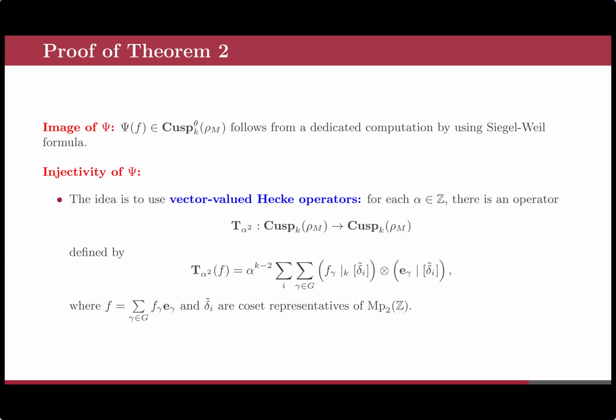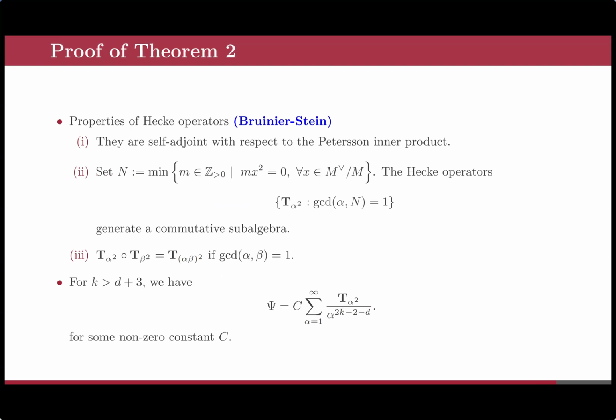And the important thing is its properties. This is due to the work of Bruinier and Stein, okay? Such Hecke operators are actually self-adjoint with respect to the Petersson inner product. And the subalgebra generated by the Hecke operators which are prime to the level of the lattice is commutative. So here N is the level of our lattice M. You can look at all the Hecke operators that are coprime to this level. This is a commutative algebra. And another property is when alpha and beta are coprime, then T alpha squared composed with T beta squared is nothing but T alpha beta squared.